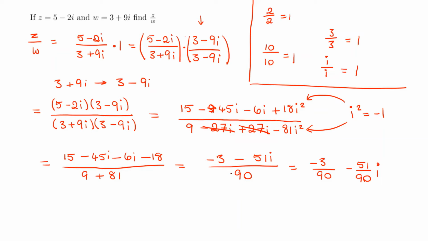So looking at this then, we can see that if we divide these two complex numbers together, we're going to get another complex number, and it's going to be equal to minus 3 over 90 minus 51 over 90i. So we can conclude then that z divided by w is going to be a horrible complex number, but is a complex number nonetheless. Minus 3 over 90 minus 51 over 90i.